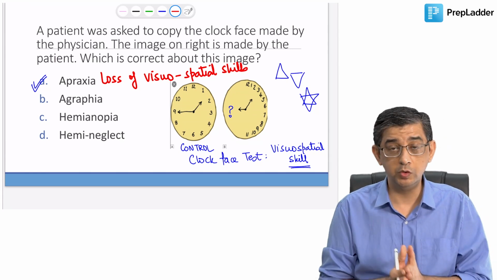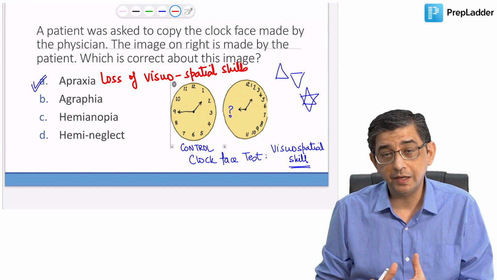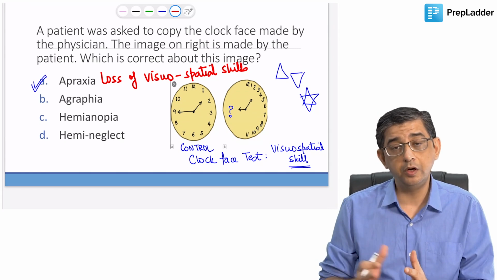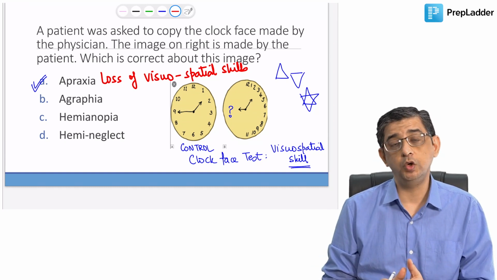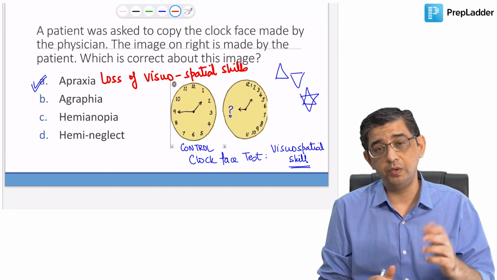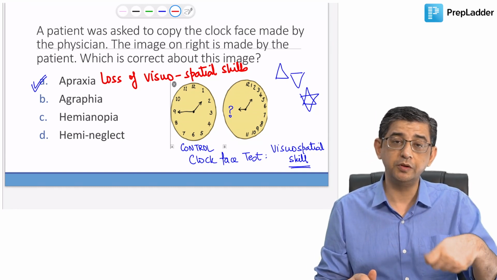On this, the query of most of you young doctors will be, sir, then what is hemineglect? Well, hemineglect is going to be a feature of non-dominant parietal lobe damage, where the person will use only one hand. Like he will use, let me say, only the left hand to eat. Or if there is food in the plate, like there is rice in the plate, he will eat only from the left side.